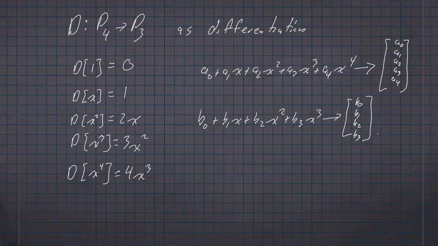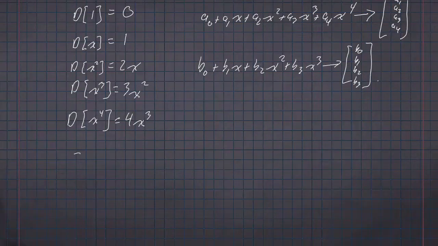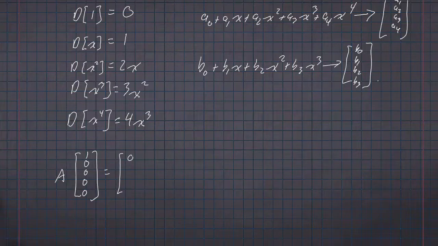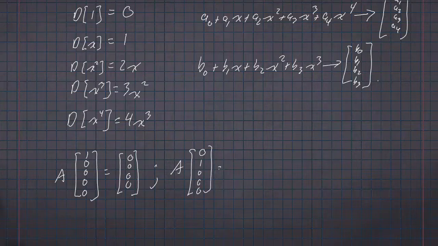Just translating the left-hand and right-hand side of each of these basis vectors into their Euclidean isomorphisms. So 1 is 1, 0, 0, 0, 0, and you're going to get out 0, 0, 0, 0. X is 0, 1, 0, 0, 0, and 1 is 1, 0, 0, 0.